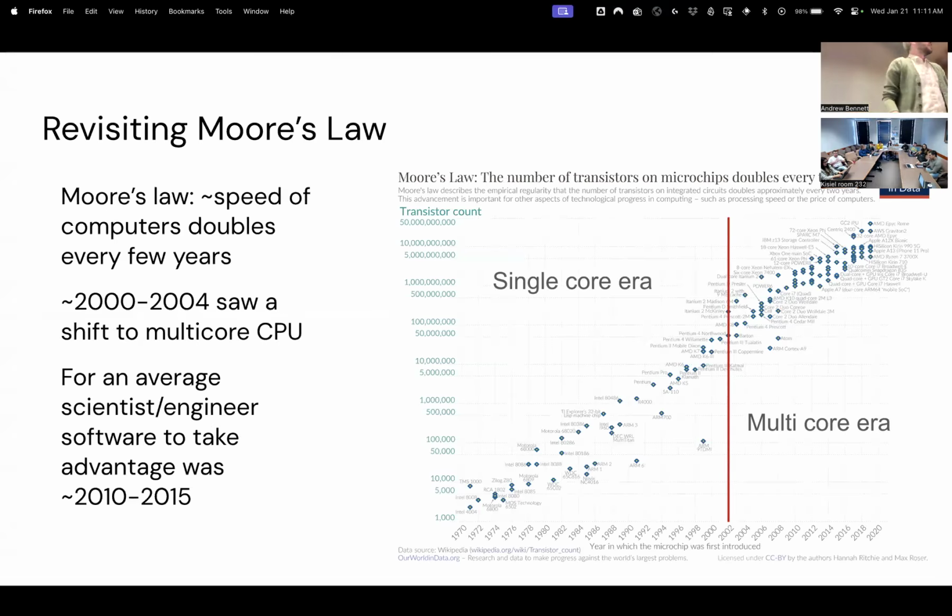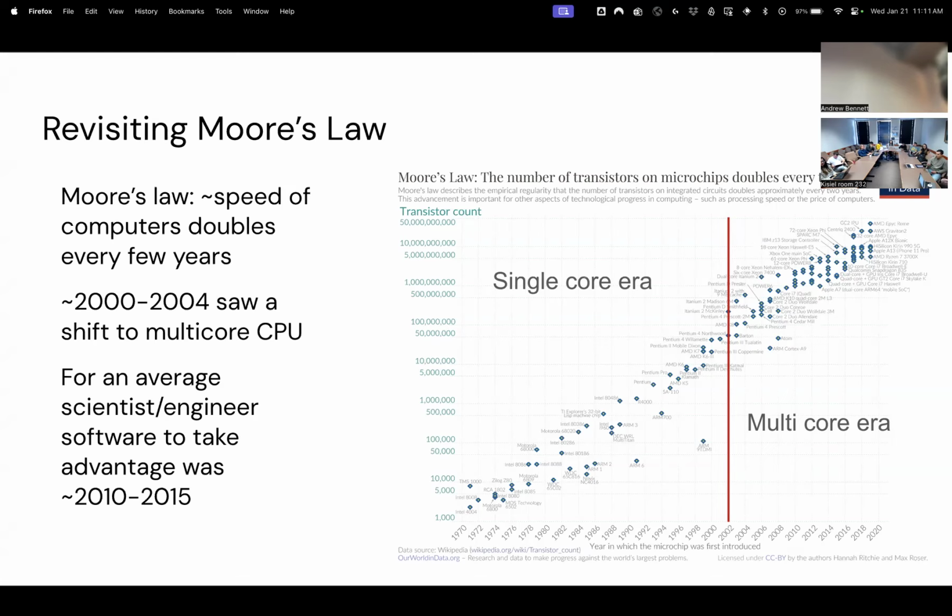I just wanted to revisit this Moore's law figure. The idea of Moore's law was roughly that the speed of computers doubles, or at least they count it in terms of transistor numbers, every few years. There are some indications that that's slowing down. We'll talk about that a little more, maybe in one of your homeworks.